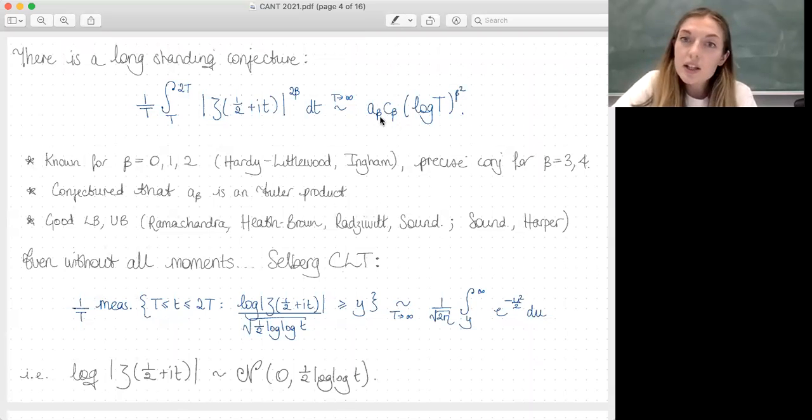And then there is this leading order coefficient, which traditionally is separated into 2 parts. I could say a lot more about it, but I think it's largely beyond the scope of the talk. But I do want to highlight the presence of that leading order coefficient. This conjecture is known to be true, okay, beta equals 0 is trivial, but the second and the fourth moment, due to Hardy, Littlewood, and Ingham respectively.